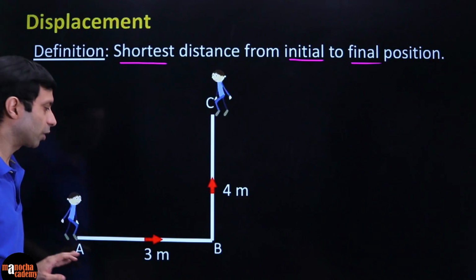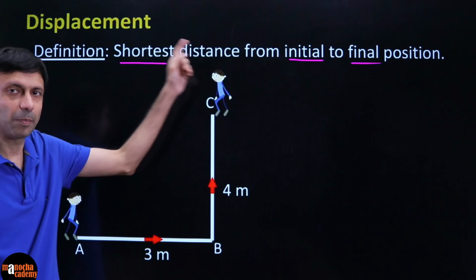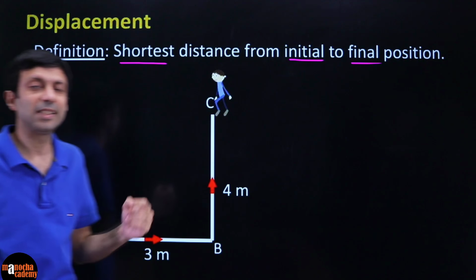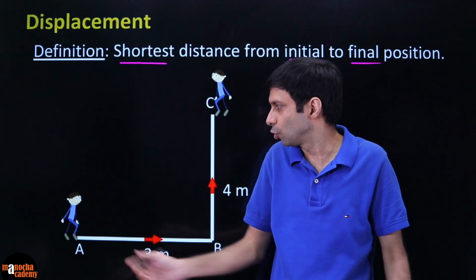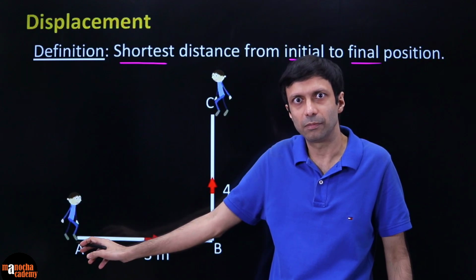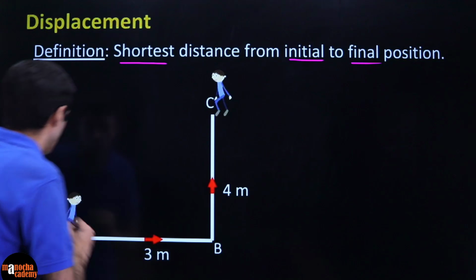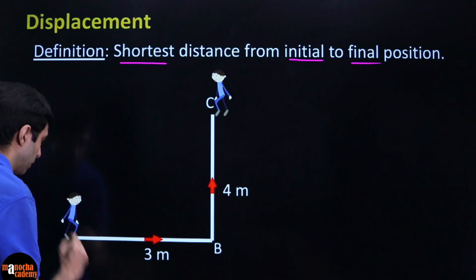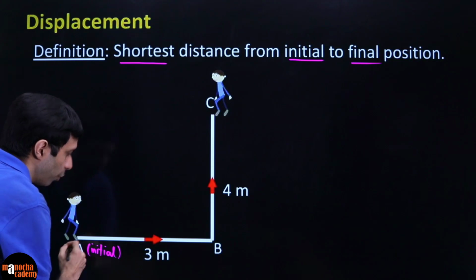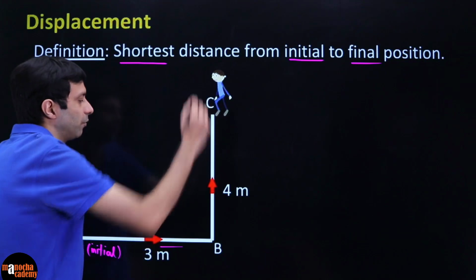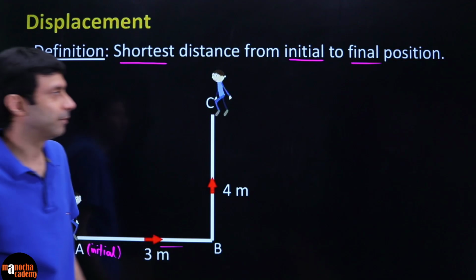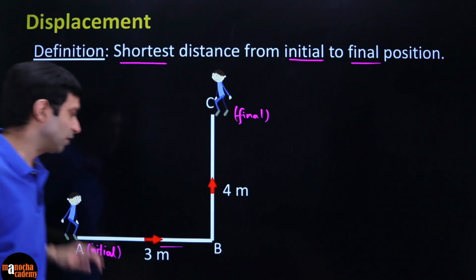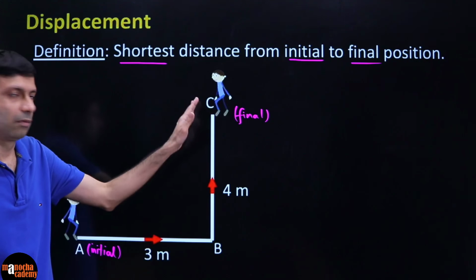So let's say again the boy walks from A to B, B to C. Let's apply the definition here. What is his initial position? Initial means starting position. So clearly this is his initial position, A. Very good. Now this boy walked 3 meters to B and 4 meters to C. What is his final position? Clearly it's C.